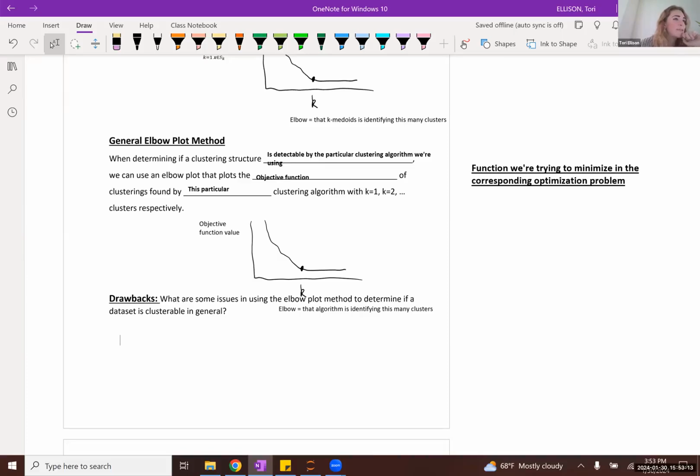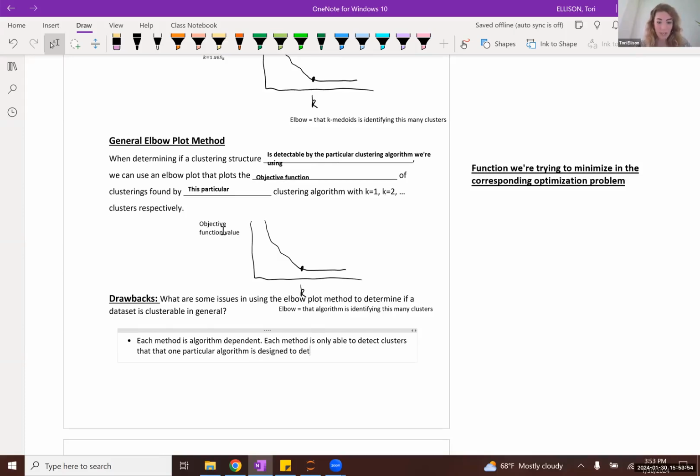It's hard to quantify. It's very visual. There's no standardized test in place to test the validity of an elbow plot method. These are all good points as well. So it is more of a qualitative assessment. But what I would want to focus on is that each of these evaluation metrics that we've discussed is algorithm dependent. Each method is only able to detect clusters that one particular algorithm is designed to detect.